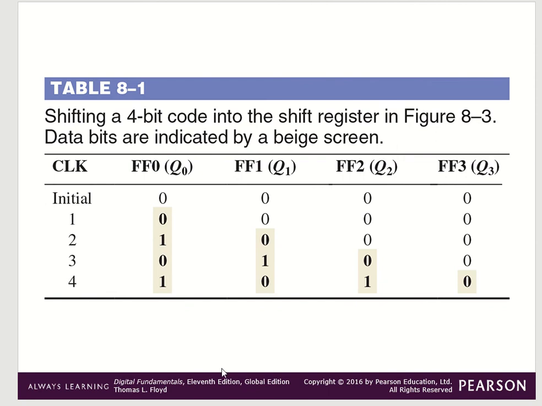During the fourth clock pulse, this 0 is shifted here, and this 1 is shifted here, and this 0 is shifted here, and the 1 is entering. So now after the fourth clock pulse, the shift register contains the data 1010. Since it is 4-bit, it needs 4 clock pulses. The 4-bit data 1010 is now in the shift register.